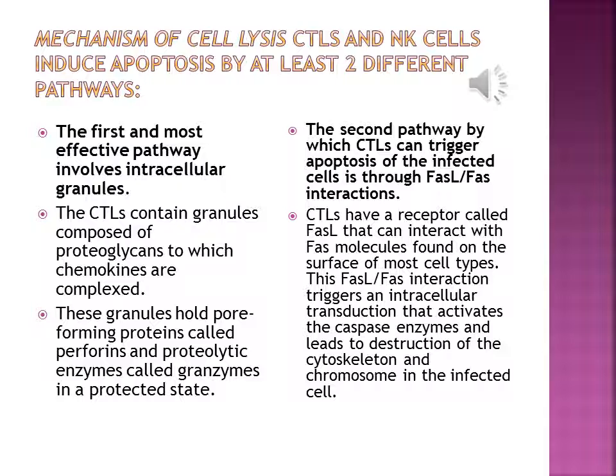The second pathway by which cytotoxic T cells can trigger apoptosis of the infected cells is through Fas-L-Fas interactions. Cytotoxic T cells have a receptor called Fas-L that can interact with Fas molecules found on the surface of most cell types. This Fas-L-Fas interaction triggers an intracellular transduction that activates the caspase enzyme and leads to destruction of the cytoskeleton and chromosome in the infected cell.